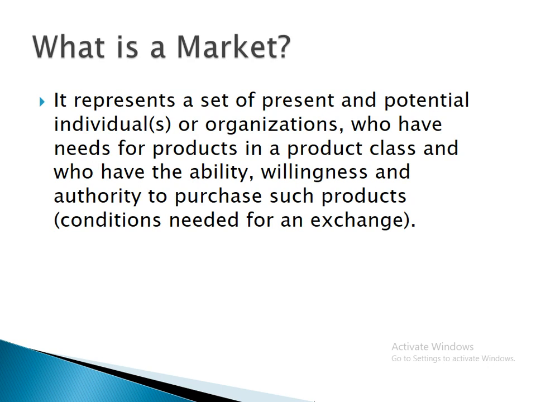So, for business to business, we have seen what a business is. Now we will see what a market is. A market represents a set of present and potential individuals, or in this case various organizations, present or potential, who have needs for products in a particular product class, and who have the ability, willingness, and authority to purchase such products. Conditions needed for an exchange. So, what are the various types of markets?